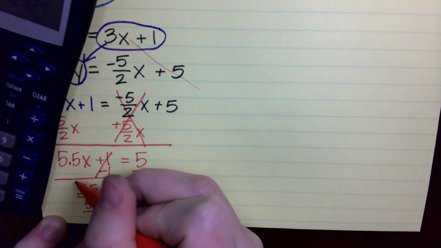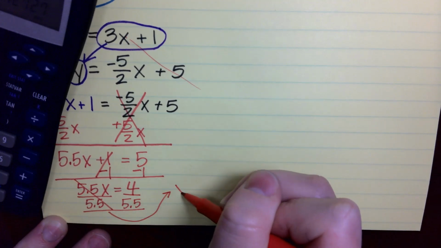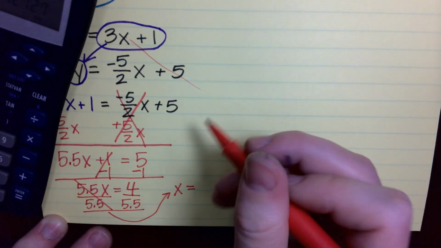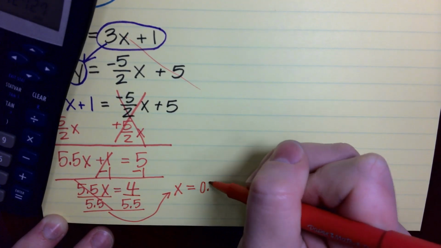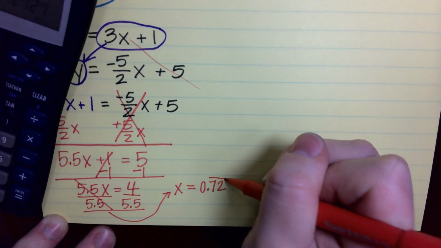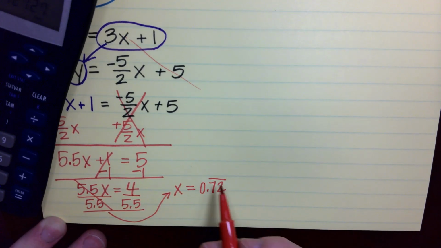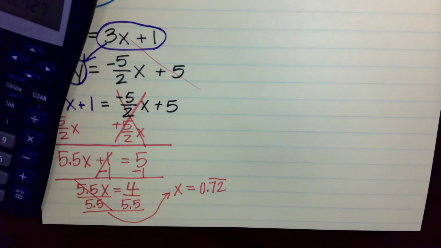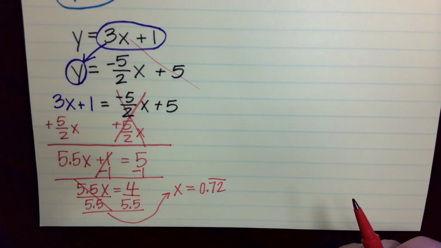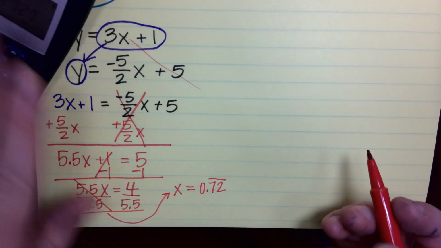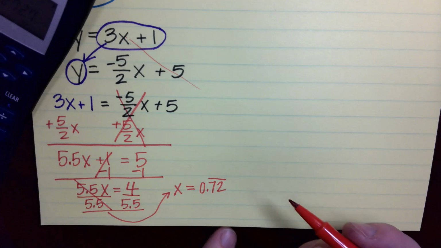And we got x equals 0.72. This is how to tell that a decimal's repeating. You draw a line over it. So 0.72 repeating. Anybody get something different?